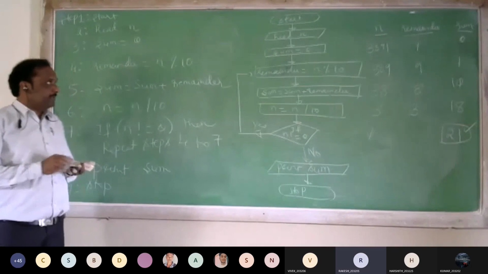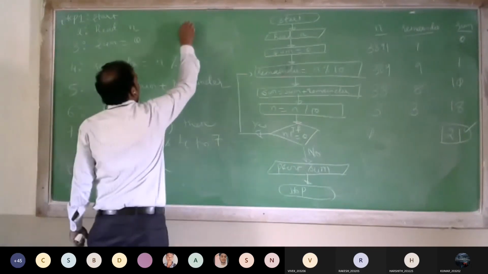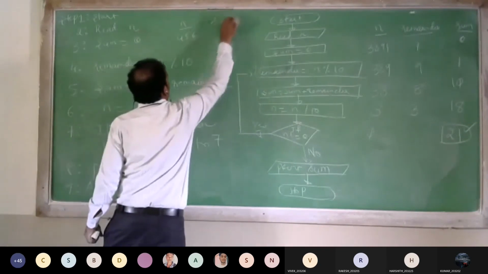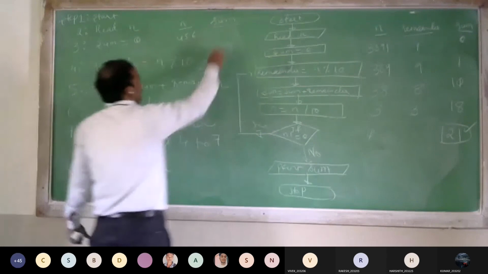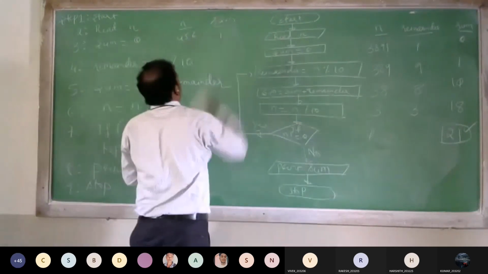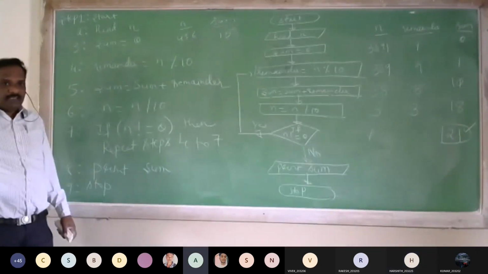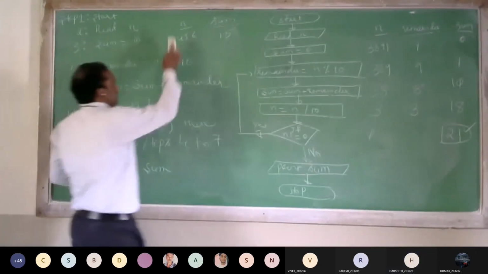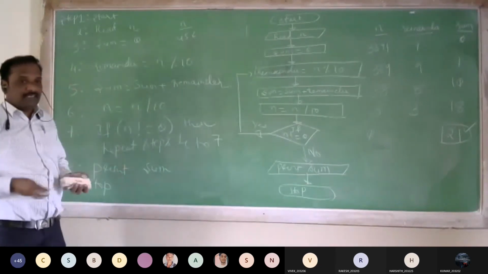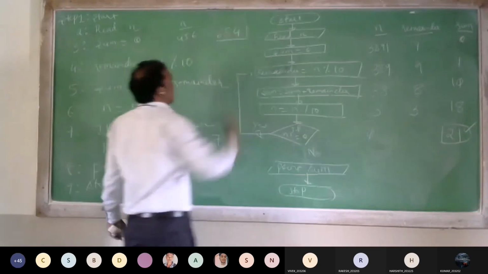Now I'll ask one question. So this is sum of digits. If I give n as 456, what will sum be? Sum will be 15. Now my question is: given this number, you have to reverse the number, 654.